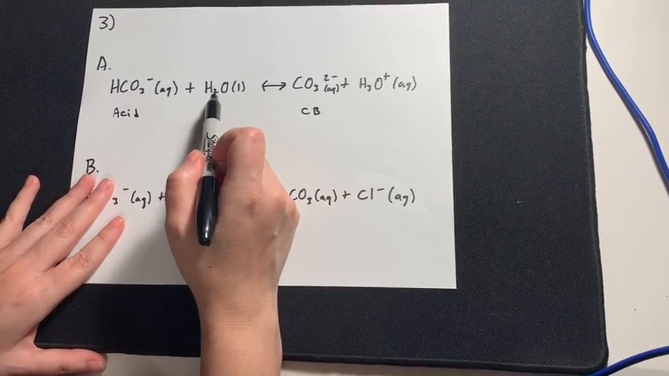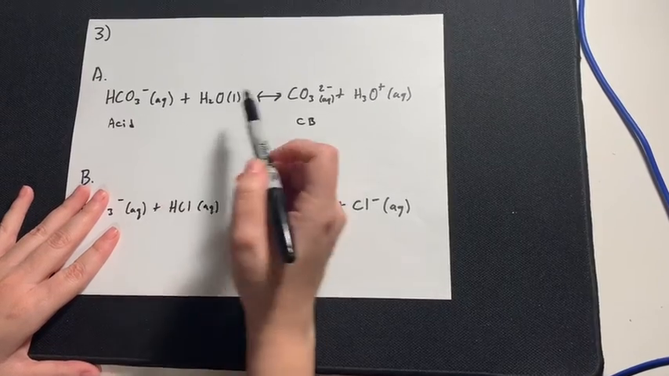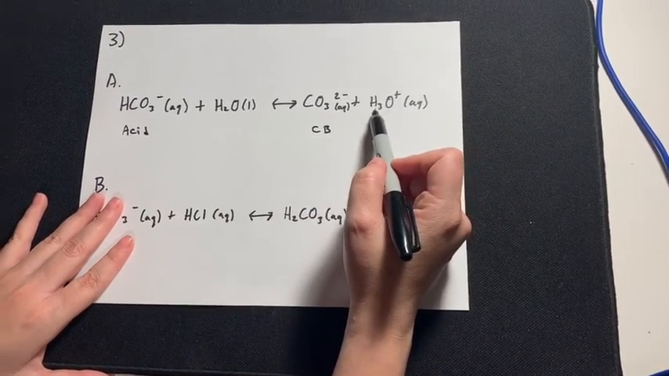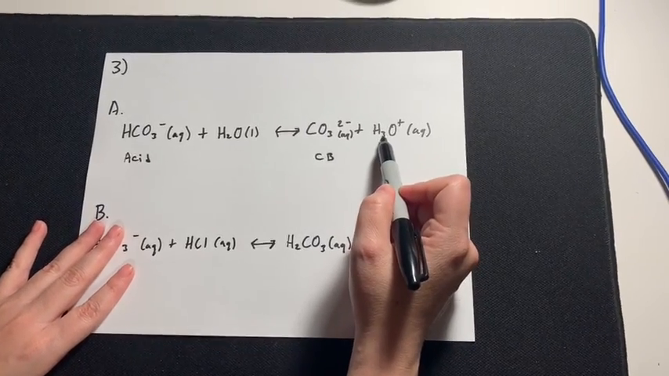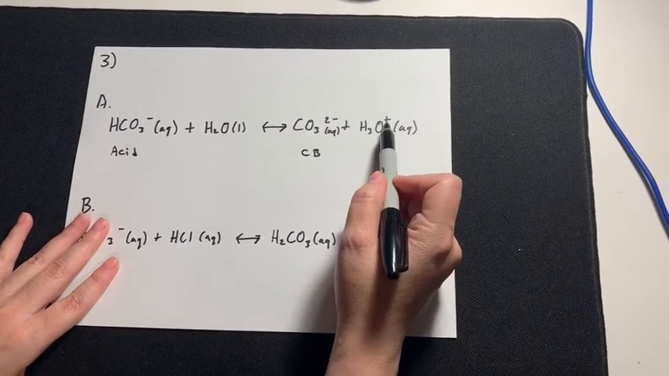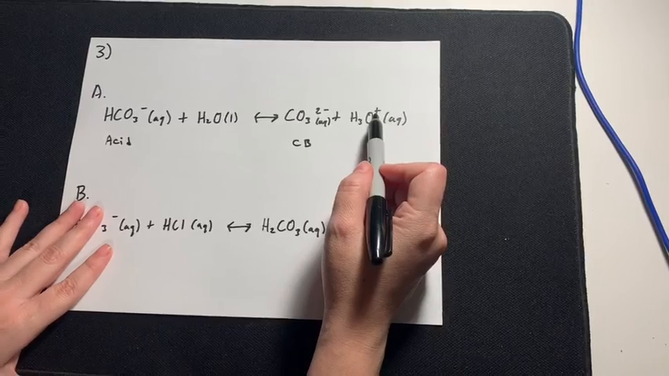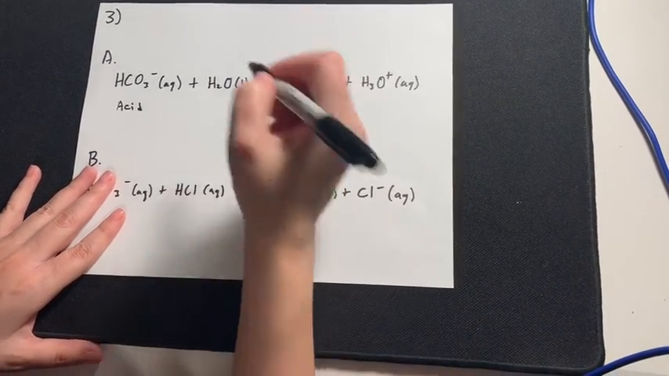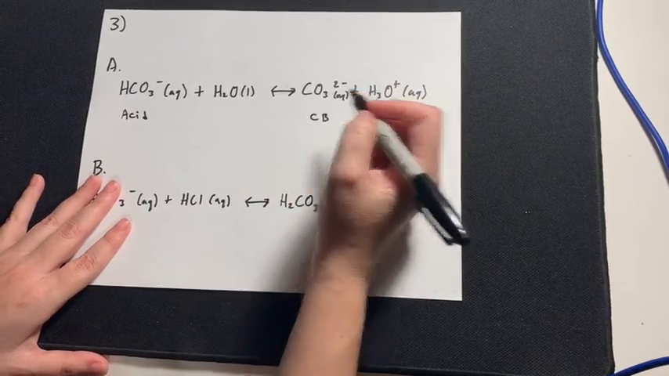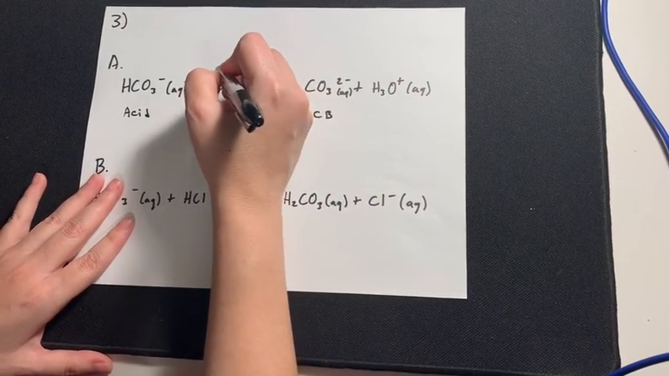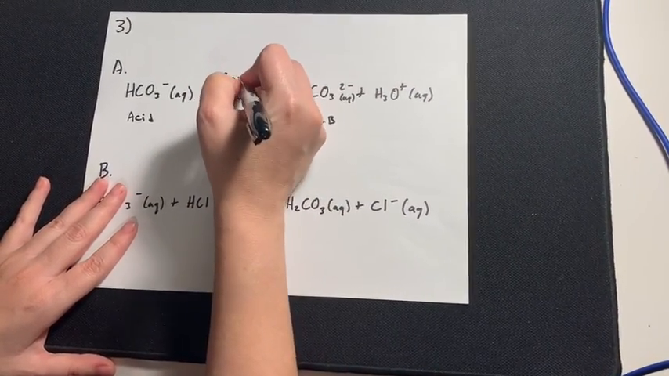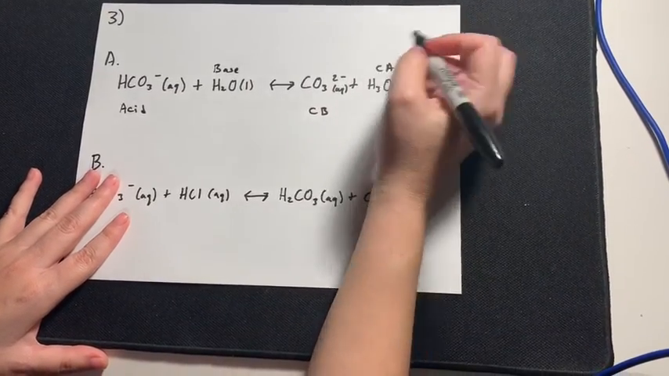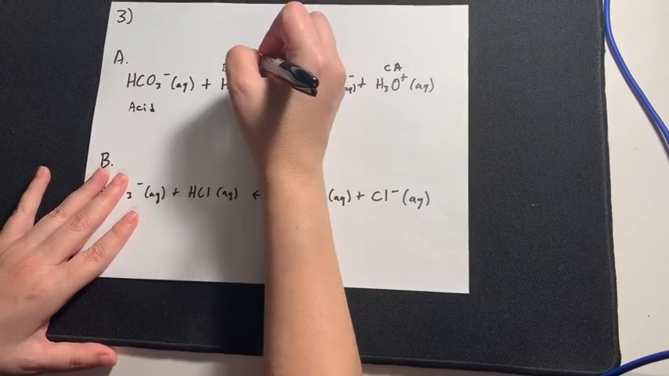Here we have H2O, and on this side we have H3O plus. And so that means here we gained not only hydrogen, but a positive charge, which is what we're looking for. So that makes it an acid. So that would make this the base, and this would be the conjugate acid. Okay.